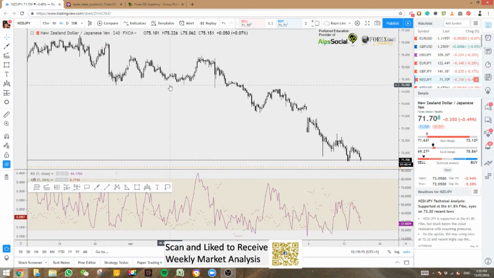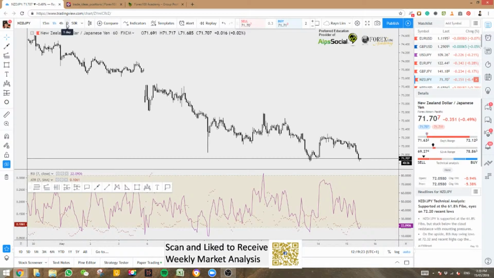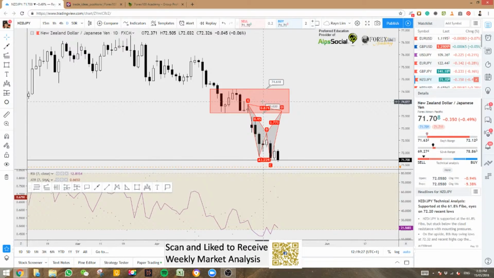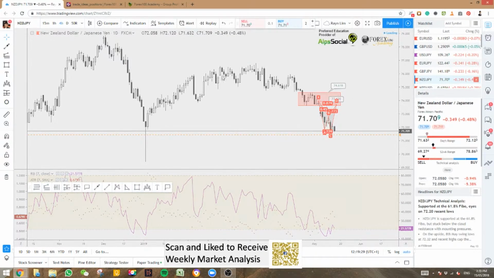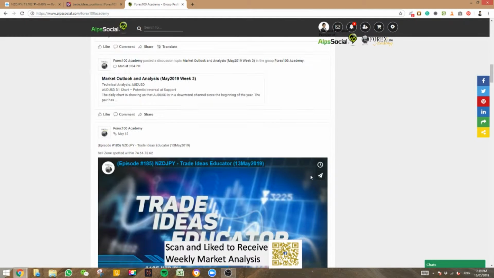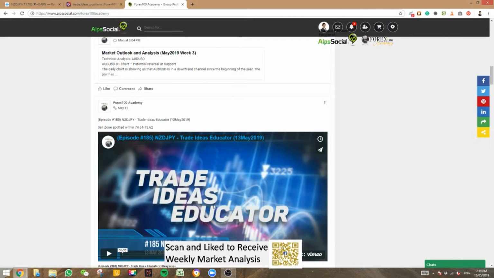On the 4-hour chart, this is the movement. Alright, and this can be the sell zone. Alright, head down to the 1-hour chart. Back to the daily chart, I'll share with you my analysis. Alright, so based off the 4-hour chart, over here this area is my sell zone, and within this sell zone that I have already shared in the Alp Social over here, New Zealand yen. Alright, I did mention the sell zone.